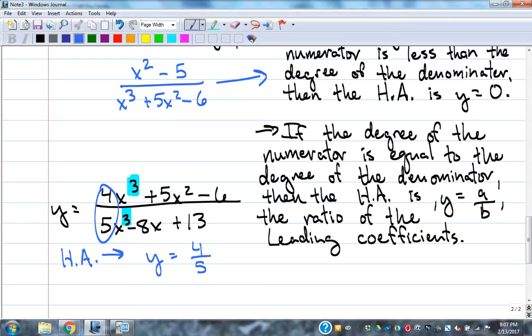Horizontal asymptotes, two cases. Top is smaller than the bottom, then it's y equals 0. Top is equal to the bottom, degrees, then it's the ratio of the leading coefficients. Those are the only two times that a horizontal asymptote will exist. Domain's always there. Vertical asymptotes are usually always there. Horizontal asymptotes only happen when that's the case, not any other time.